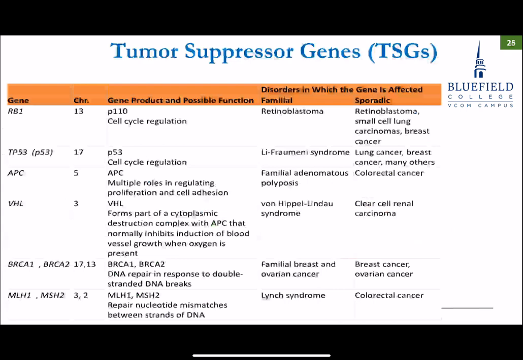And then VHL stands for von Hippel-Lindau syndrome, because this is how it was identified first, but it turns out that it's involved in clear cell renal carcinoma. And the famous BRCA1 and BRCA2, which I'm going to talk more about in a moment, are related to breast cancer and ovarian cancer. And finally, MLH1 and MSH2, those are DNA repair enzymes underlying Lynch syndrome in the familial case and colorectal cancer in the sporadic cancer type.